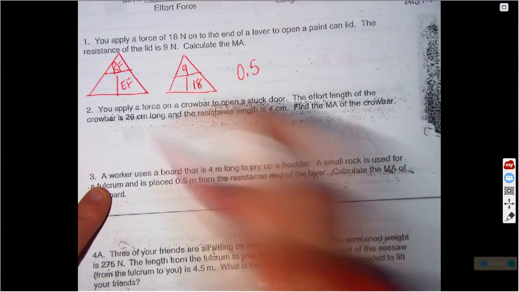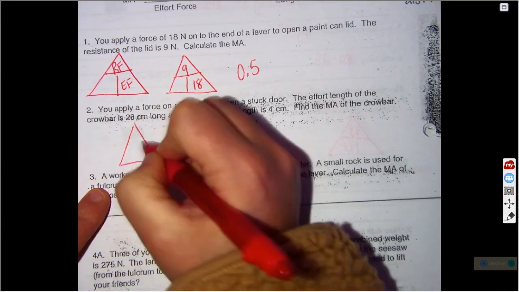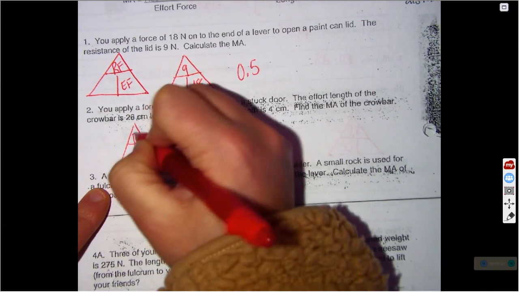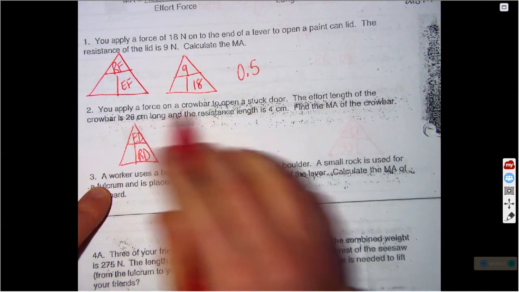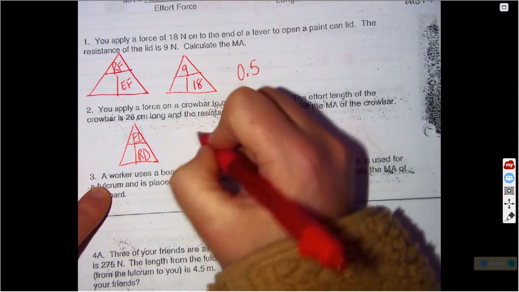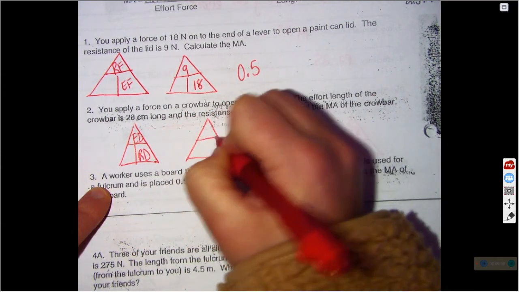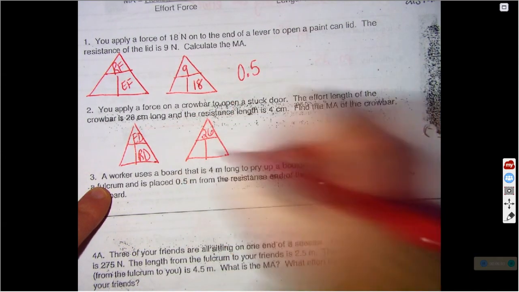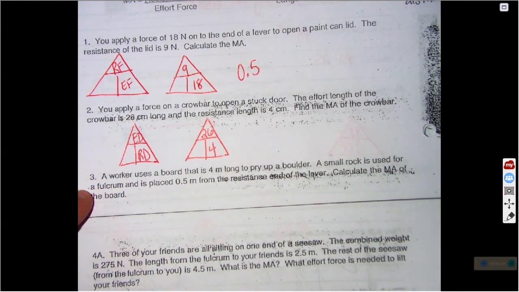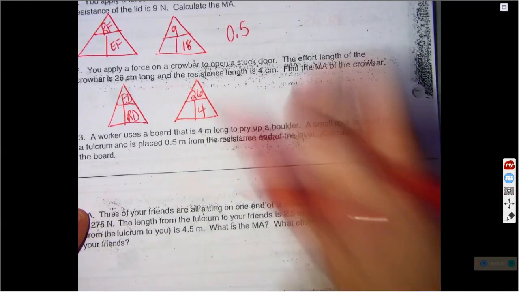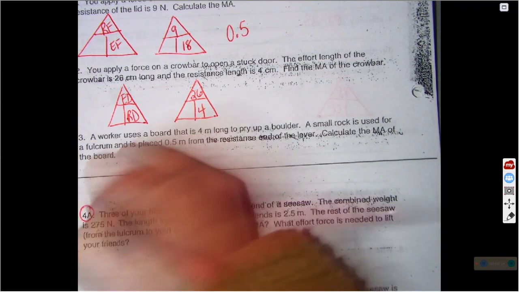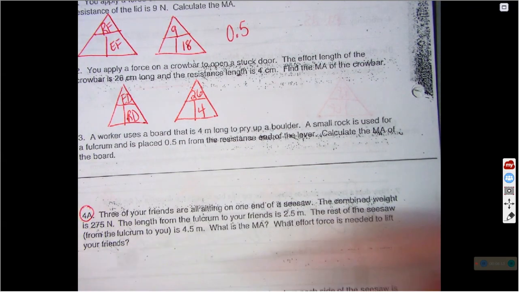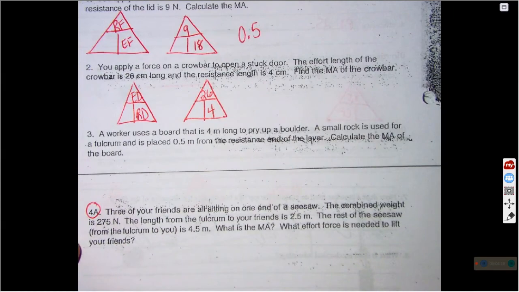All right, now this one is in centimeters. So we know if it's distance, effort distance goes on top, resistance distance goes on bottom. So you apply a force. The effort length is 26. It tells you 26 goes on top. And it tells you 4 goes on bottom. All right, so just remember, if you are given force, you put resistance on top. If you're given distance, you put effort on top. Now, I don't want you to worry about this one or this one, but I do want you to try it and see if you can figure out how it goes, okay?